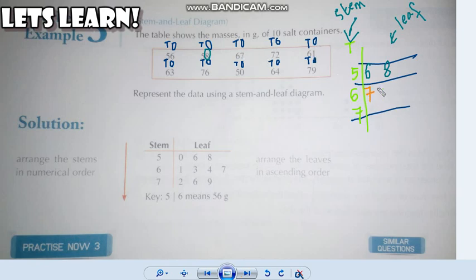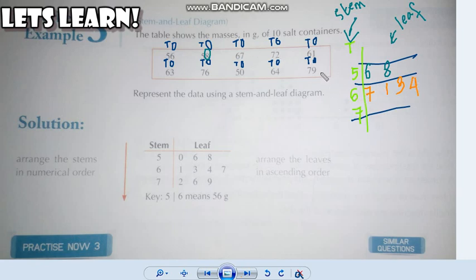Then comes 61. I'll keep the 1 here inside the column of the leaf. 6 is there out as a stem. Then we have 63. 6 will be kept in the place of the stem, and 3 will go inside. Then the other number we have is 64. So here 6 will stay outside and 4 will go inside.